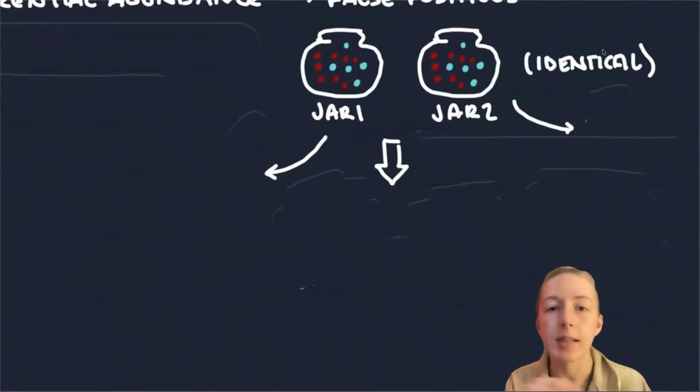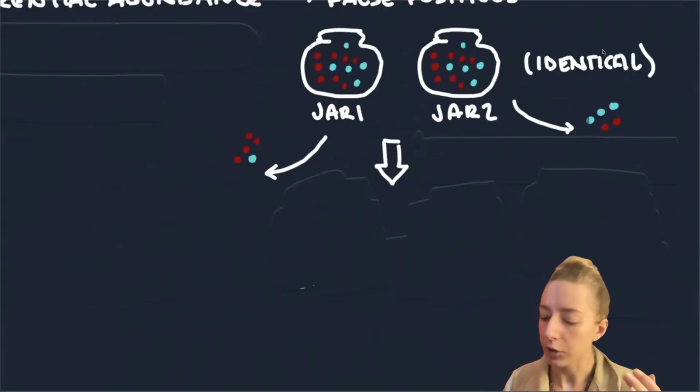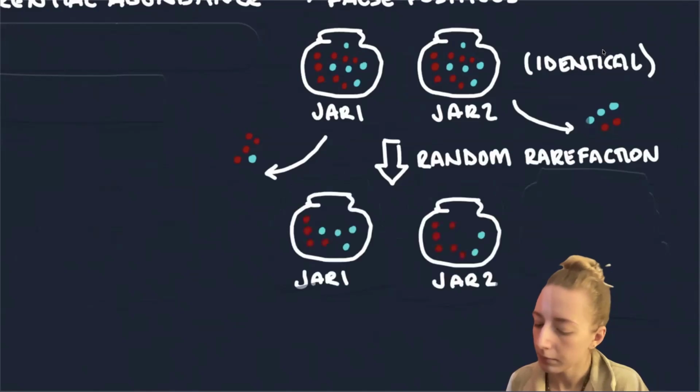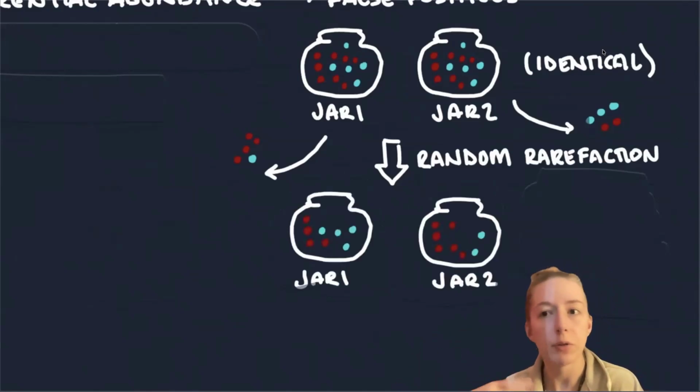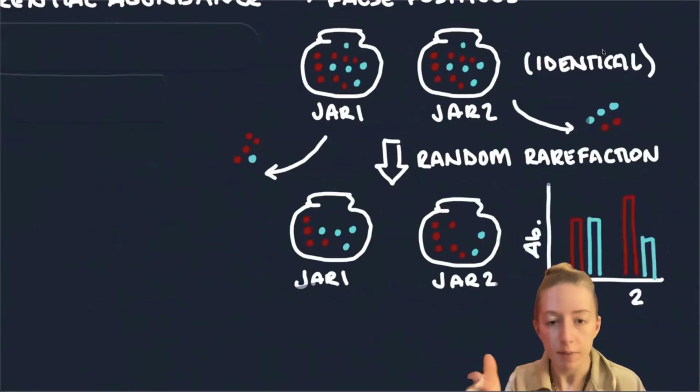Let's say we have two jars, with an identical number of red and blue marbles in each jar. Let's say we want to remove 5 of them randomly. Because of random chance, they might not be the same colors of marbles that are getting removed. So we might have more red marbles removed in jar 1 and more blue in jar 2 by random chance. What we end up with is two jars that are no longer identical in their proportion of the marbles, or the abundance of the colors of the marbles.